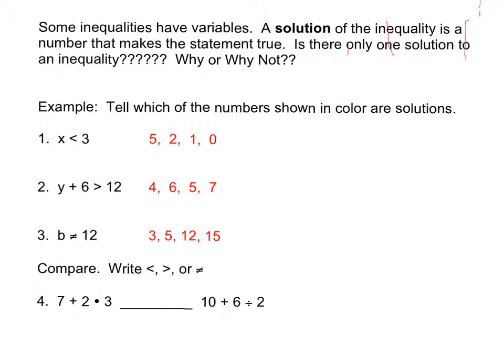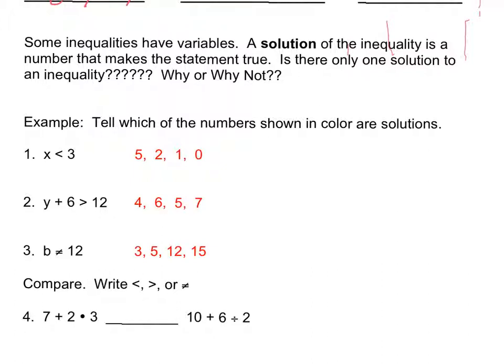Some inequalities have variables. A solution of the inequality is a number that makes the statement true. Is there only one solution to an inequality? Why or why not? Well, for example, if we had x is less than 5, I know that 3 is less than 5. I know that 4 is less than 5. I know that 0 is less than 5. So with inequalities, we can have multiple solutions.